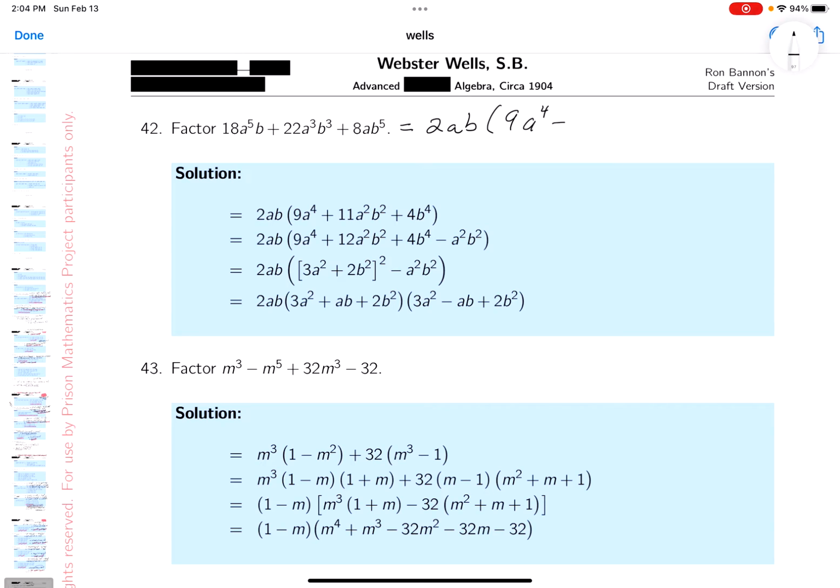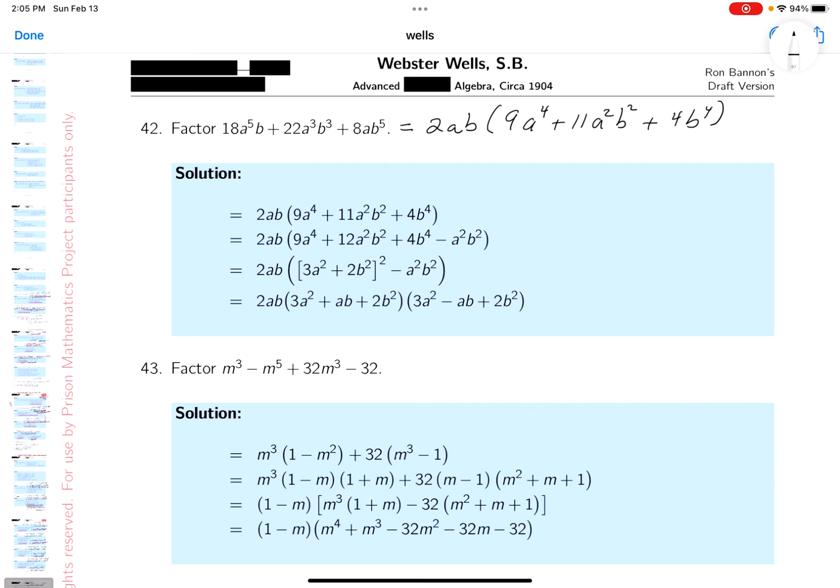9A^4 plus 11A squared B squared plus 4B^4. I want to check it to see if that's right though. And I get 18A^5B for the first term. I get 22A cubed B cubed for the second term. And you would get 8AB^5 for the third term.